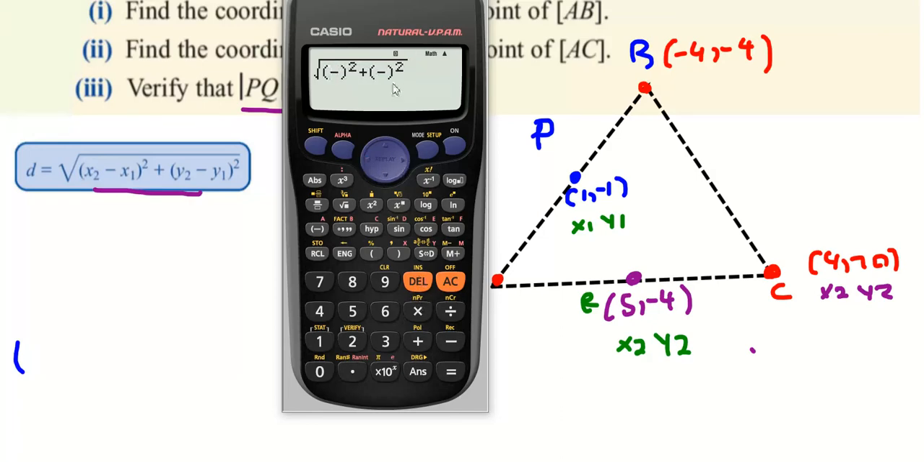Okay. What goes in the first position? x2, which is 5. What goes in x1's position? It's a 1, not a minus 1, it's a 1. What goes in y2's position? Minus 4. What goes in y1's position? And another minus 1. So you can either have 2 minuses or you could change it to a plus. I'll just put 2 minuses in, see if it works. The answer is 5.